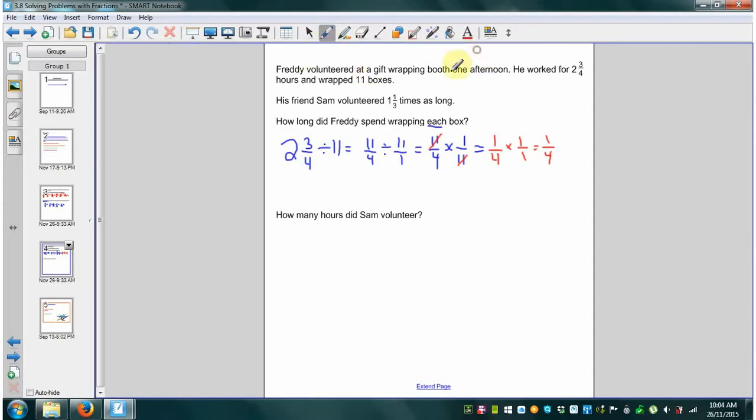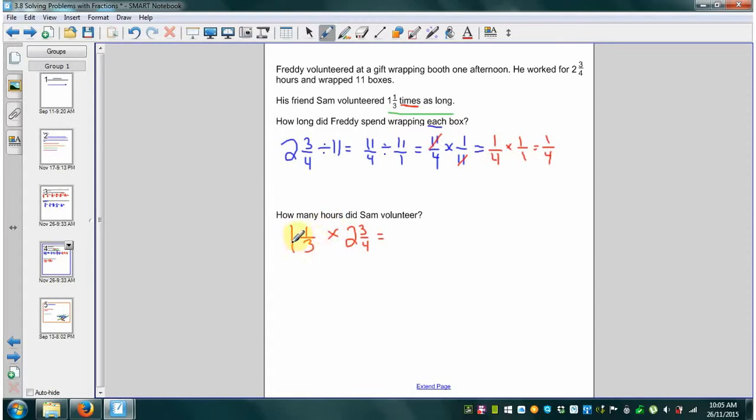Alright, so let's look at the second part of this. How many hours did Sam volunteer? So, Sam volunteered 1 1/3 times as long. So, times is a key word here that shows that we have to multiply. So Sam worked 1 1/3 times as long as Freddie. And how long did Freddie work? 2 and 3/4. What's our first step here? Our first step is to convert to improper because it's easier to work with.